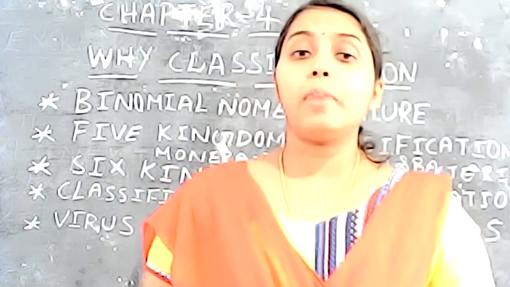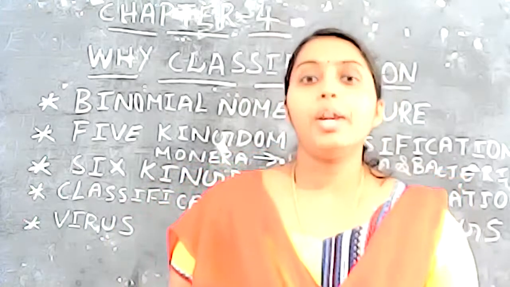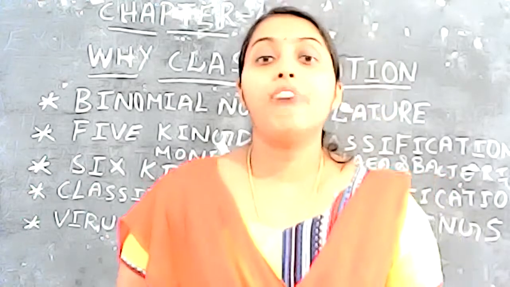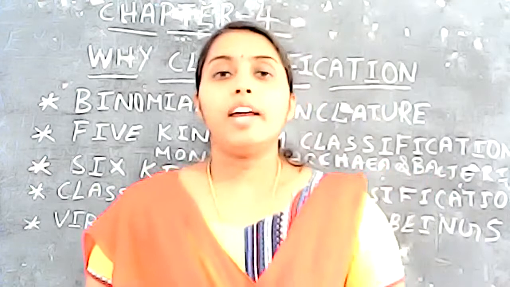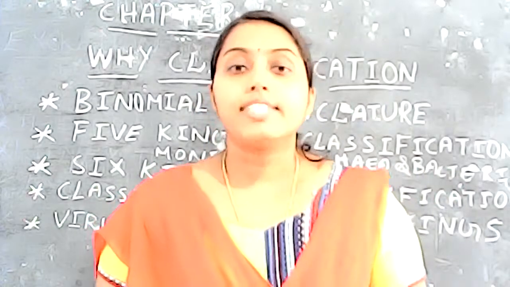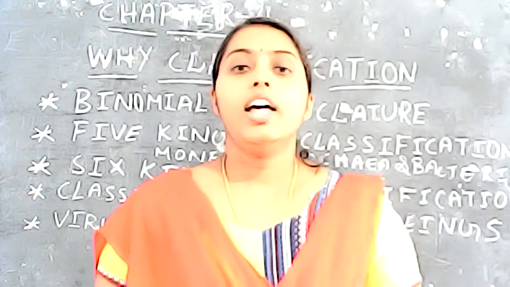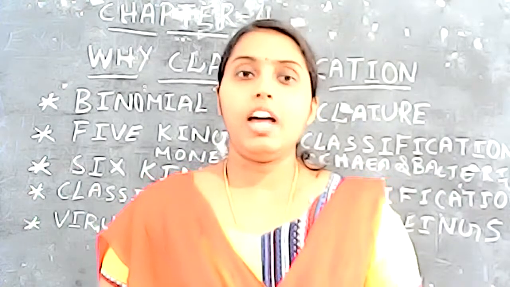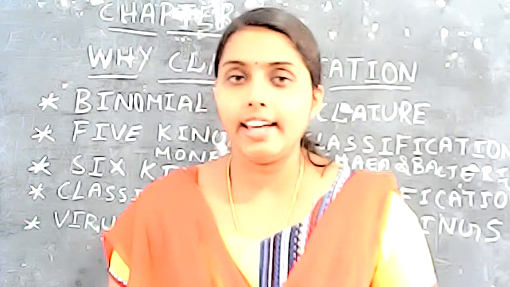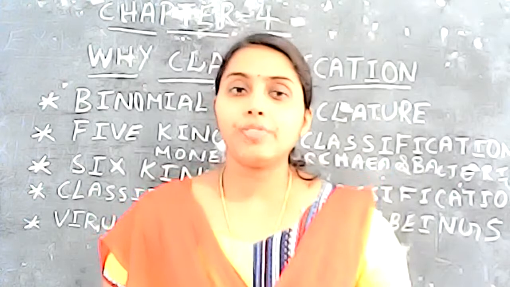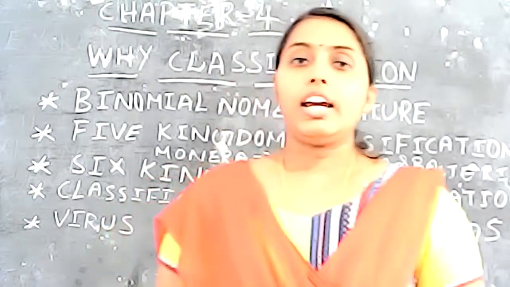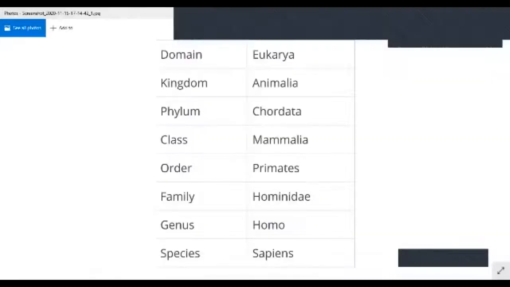So first we studied about the two kingdom classification, plantae and animalia. Then we studied about the five kingdom classification. Then after that five kingdom classification, we came across the six kingdom classification. Now we are going to see, according to the six kingdom classification, how we can arrange the levels of classification in human beings.